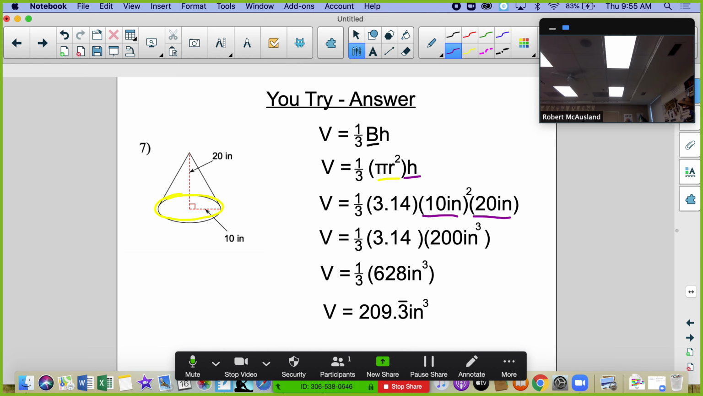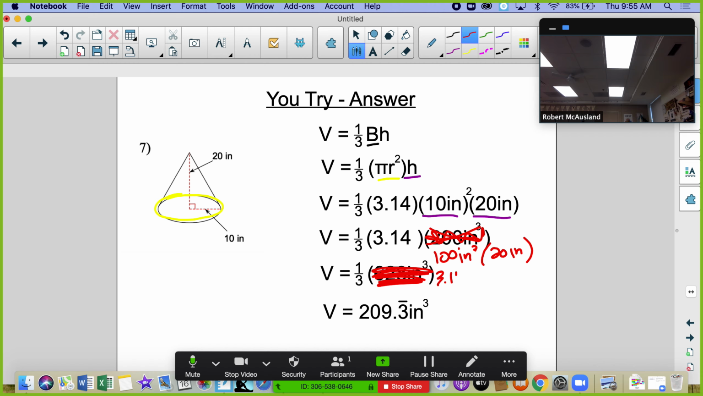So we're going to square 10 inches. Oh, Mr. Mac, that was wrong. Hello, Mr. Mac. 10 inches squared would give us 100 inches squared. And then we're going to multiply that by 20 inches, which actually gives us 2,000.